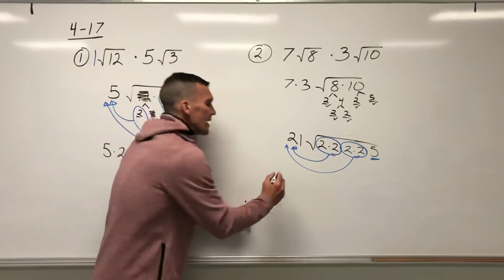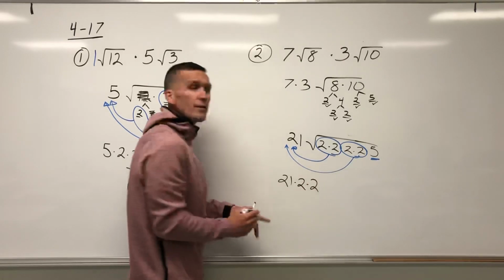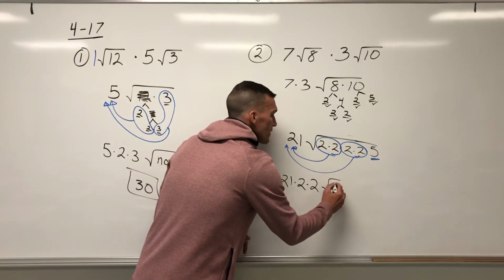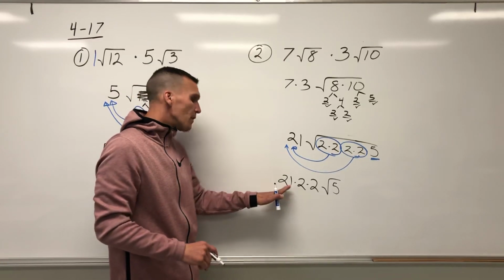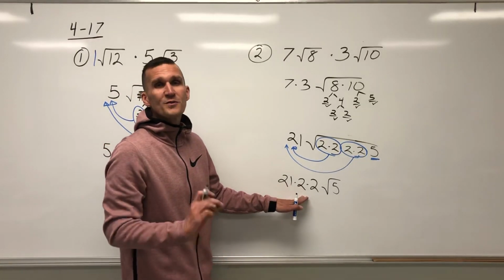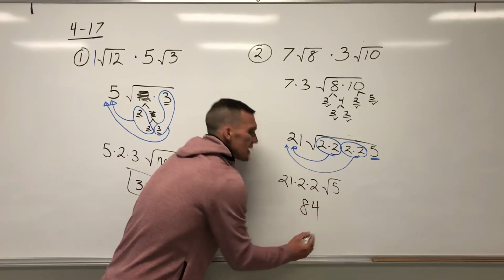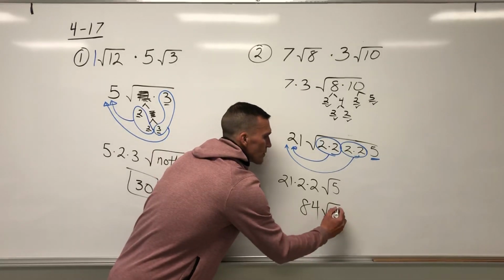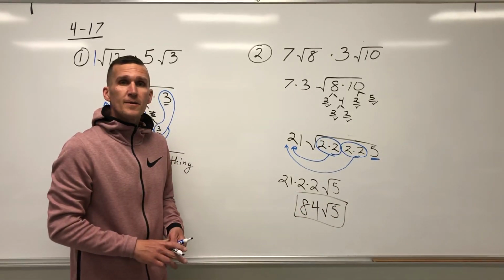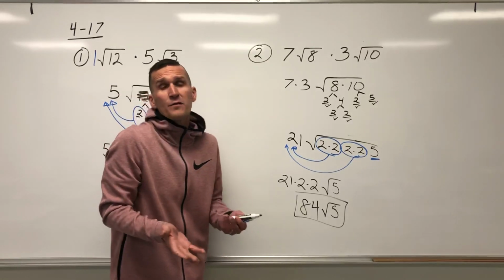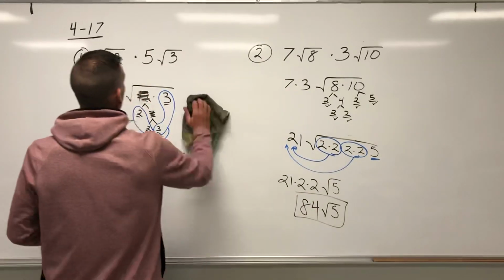So on the outside, I have a 21 times the 2 that I brought out times the other 2 that I brought out, square root of 5. And now I have 21 times 2 is 42, times 2 is 84 on the outside, square root of 5 is trapped on the inside. Hopefully it's getting a little bit easier for you, but again, you can pause, you can rewind. We have one more example for today.